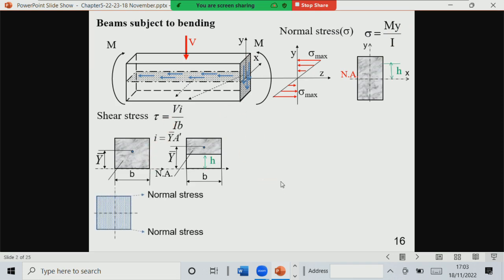So this is just a brief review of what we had on Monday. So if you've got a beam with a rectangular cross-section. Wrong one, sorry. That's all right. The maximum normal stresses occur on the bottom and top layers. The maximum shear stress occurs on the neutral plane.